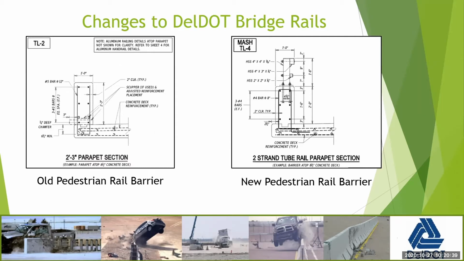Changes to the DelDOT bridge rail, we also removed the old pedestrian rail barrier, which was a TL2 application, and replaced it with a new pedestrian rail barrier, which is a 2-strand tube rail, which can also function as a TL4 application when it's placed as a traffic barrier, and it can function as a TL2 application when it's placed behind a raised curb and sidewalk.